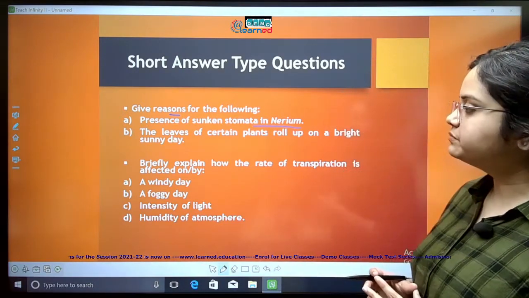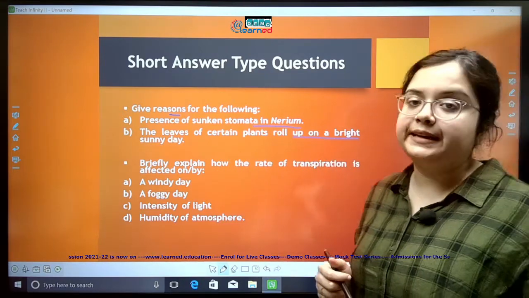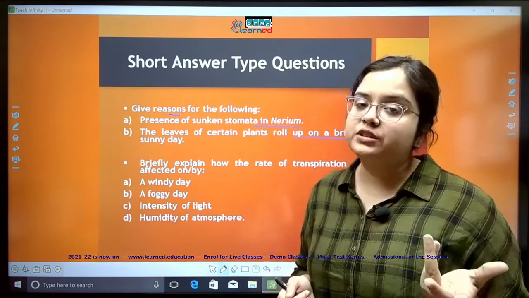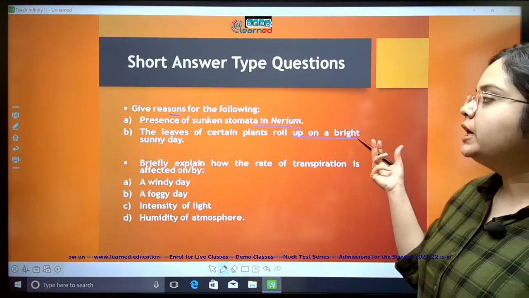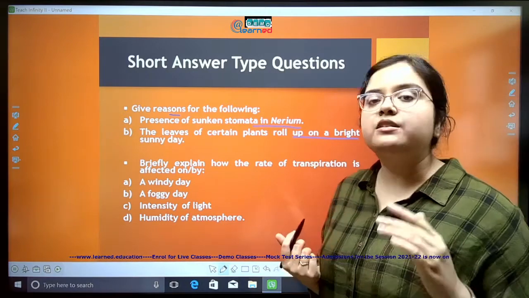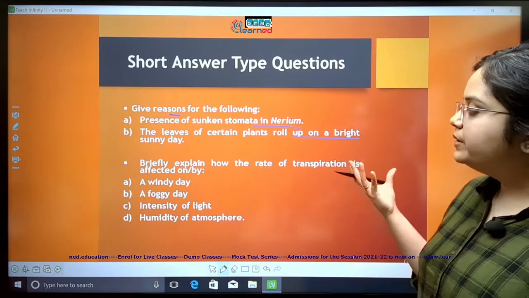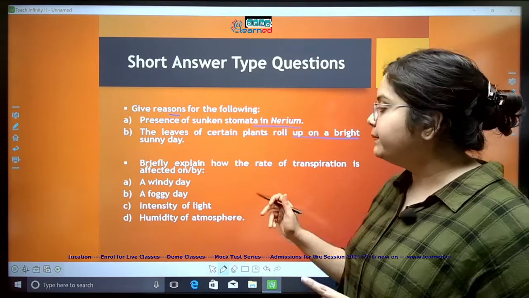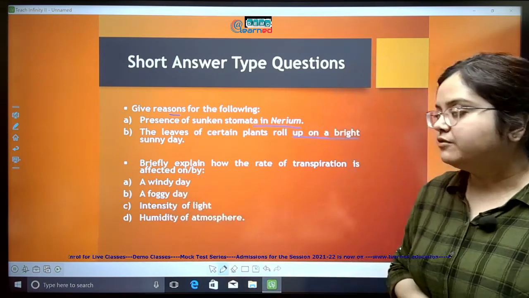And leaves of certain plants roll up on a bright sunny day. This also is for the same thing. This is also an adaptation, a structural modification, so that the plant transpires little, the rate reduces. You have to briefly explain, I told you, remember, how the rate of transpiration is affected by these factors.